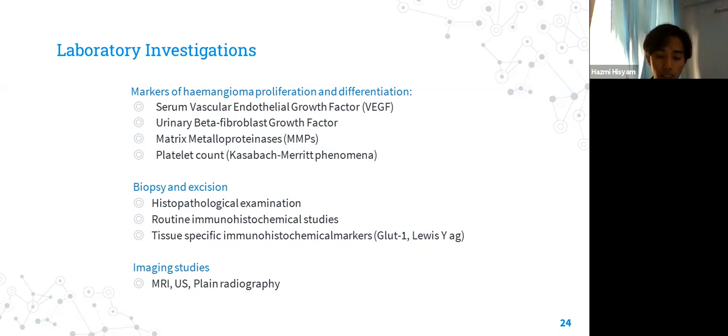And lastly, we can do imaging studies such as MRI. In MRI, we will be able to detect the extension of the mass. We can also do ultrasound. Ultrasound will help us differentiate between hemangioma and other subcutaneous structures such as lymph nodes, but it cannot locate the extension of the mass. Then we can do X-ray if we suspect the hemangioma affects the upper respiratory tract, so we can visualize that.